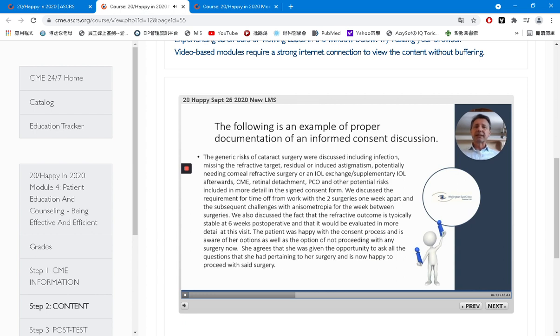So this is not the consent, it's just documenting the conversation that you had about the consent process. It's a lot of work.